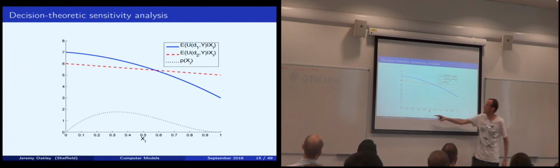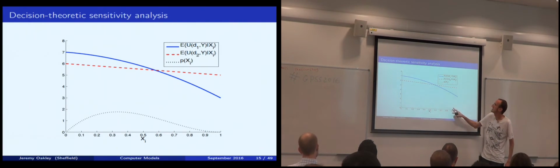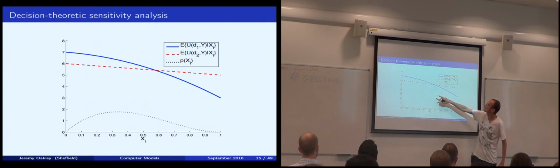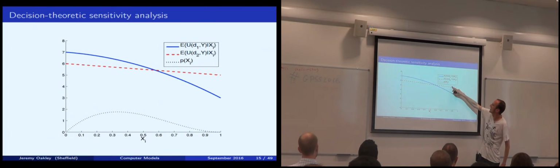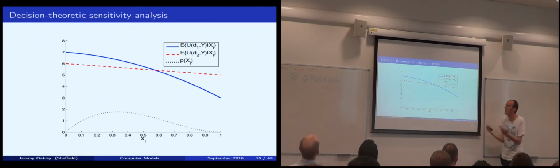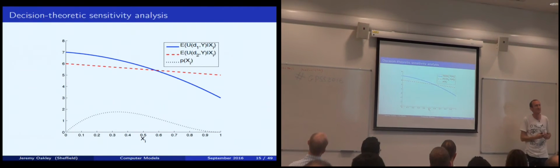But if our PDF looked like this, we've got more uncertainty. Now it's possible that if we discover that this input is up here, we might switch from decision 1 to decision 2, and we do quite a bit better. So that's an input that's more influential, more important, because learning it might change the action that you take.